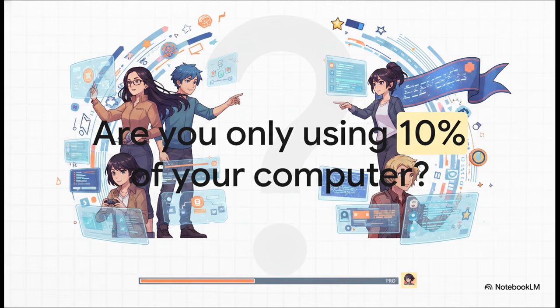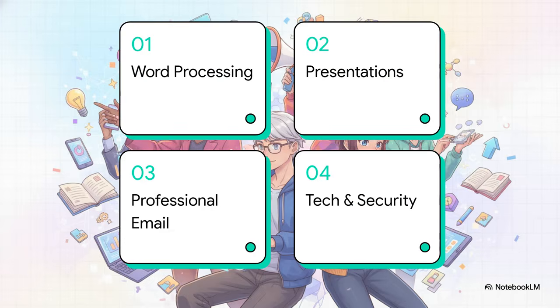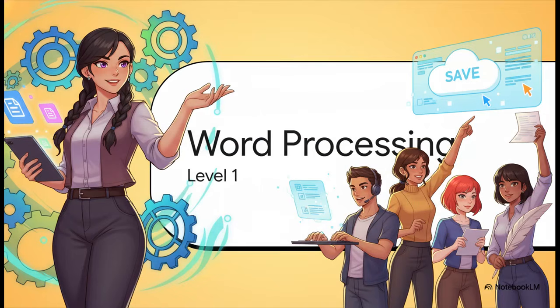But today, that changes. We're going to treat this explainer like a game, and my promise to you is to take you from a beginner to an absolute pro by the time we finish. So, here's our agenda for today. We're mastering the big three: word processing, presentations, professional email, and finally, we'll tackle the boss level: email tech and security. Let's dive in.